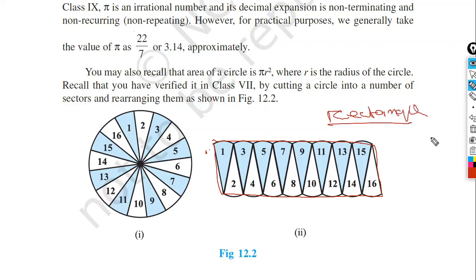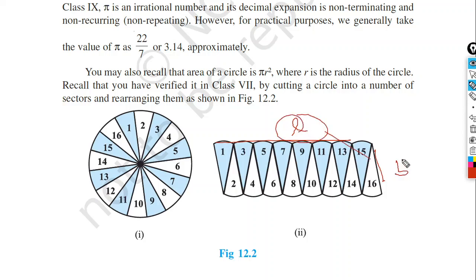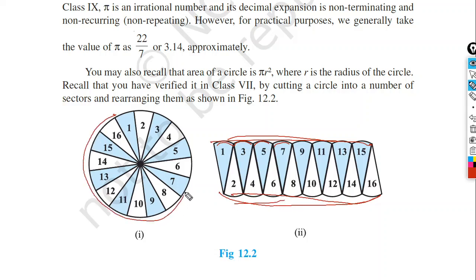You know that the area of a rectangle is length into breadth. Now what will be the length? You see here, these are the cut pieces of this circle. These parts are joined together up to this, and here up to this. So if we join these two lengths together, it will be equal to the circumference.